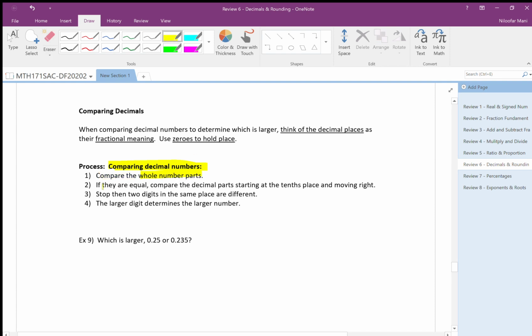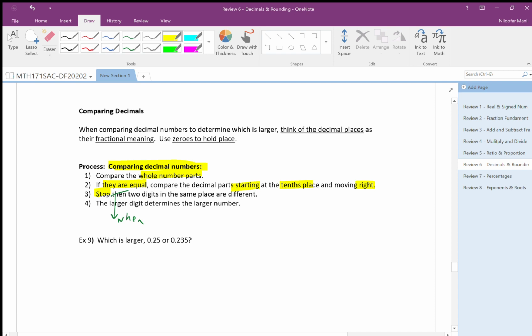And then if they are equal, you can compare the decimal parts. Start at the tenth place and move to the right. You start from the tenth place, which is the first one after the decimal, and then you continue to go to the right. Stop when two digits in the same place are different. They are not the same, so you stop there, and you don't need to continue. Even with 1 million digits after, you don't need to continue.